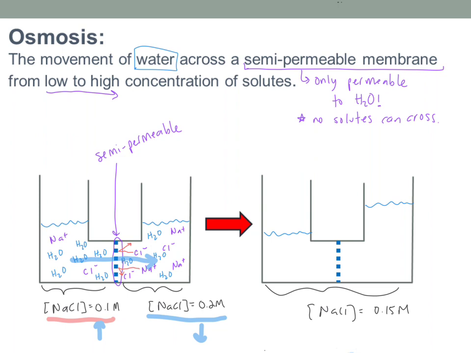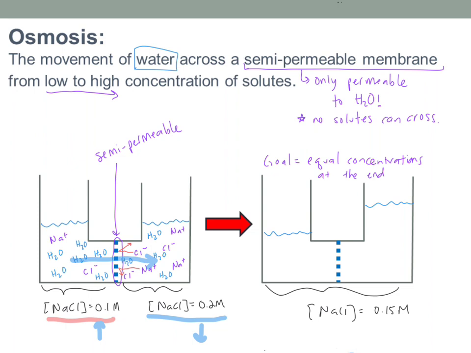I'm going to try this up here. So the goal is to have equal concentrations at the end. Then osmosis stops, just like diffusion would stop. And then we'd have no more osmosis. And again, the water levels would literally change. And this is a really important phenomenon. Osmosis is in a lot of biological aspects.